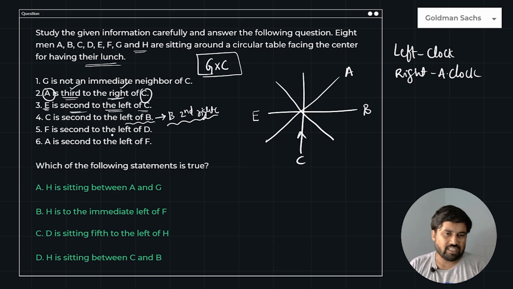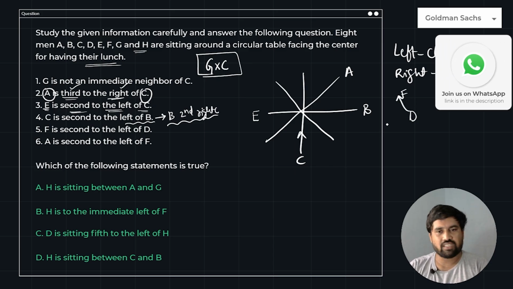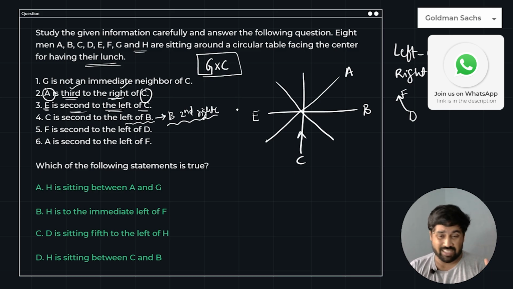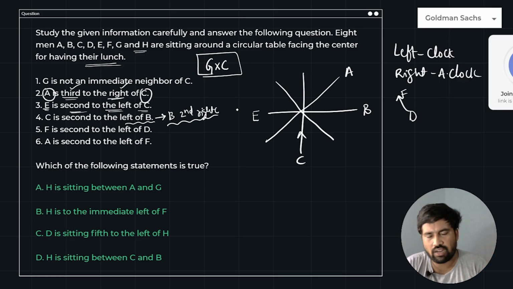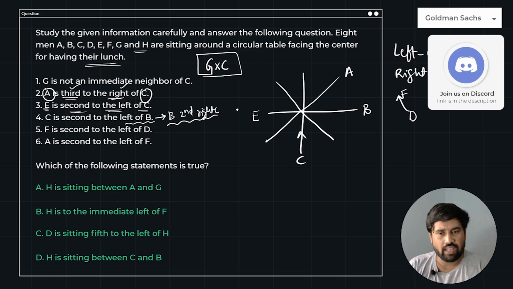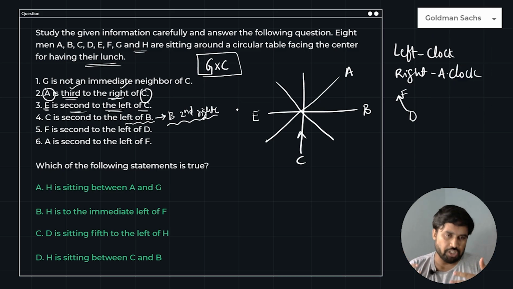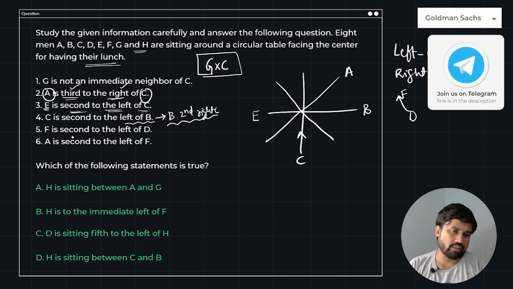And next, F is second to the left of D. So we don't know where D is, but we know D left means clockwise direction, F will be there. Okay, but I can't fix them. Why? Because we have multiple places to place them. So we don't have to fix them by assuming. You have to wait for the right situation. Okay, just look at here.